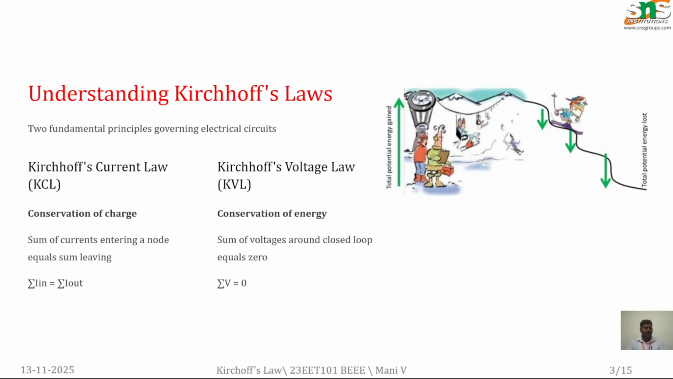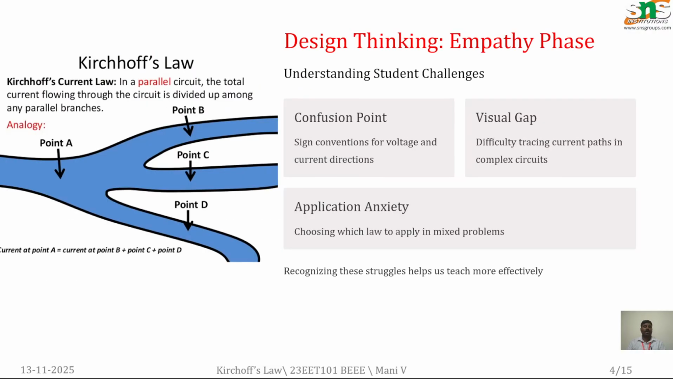Kirchhoff's current law is nothing but conservation of charge. It states that the sum of entering current is equal to the sum of leaving current in a junction, or it may be a node. And Kirchhoff's voltage law is nothing but conservation of energy. It states that the sum of voltages around a closed loop is equal to zero.